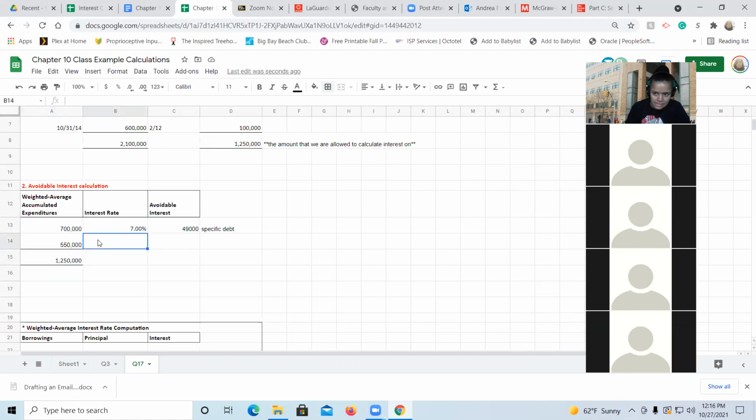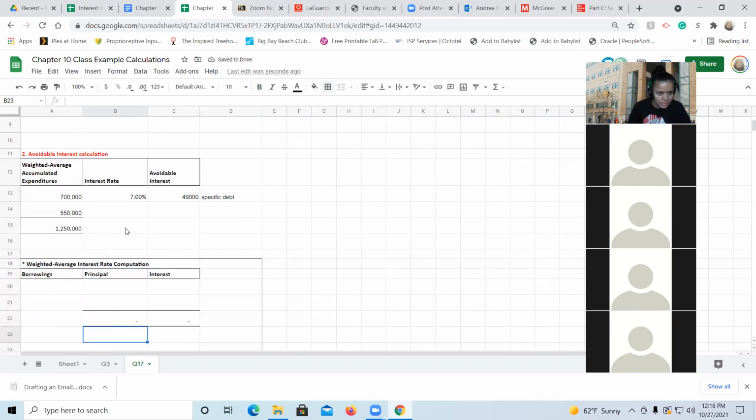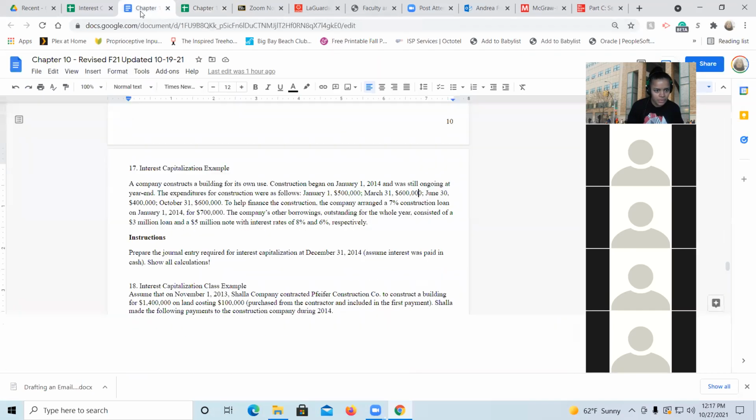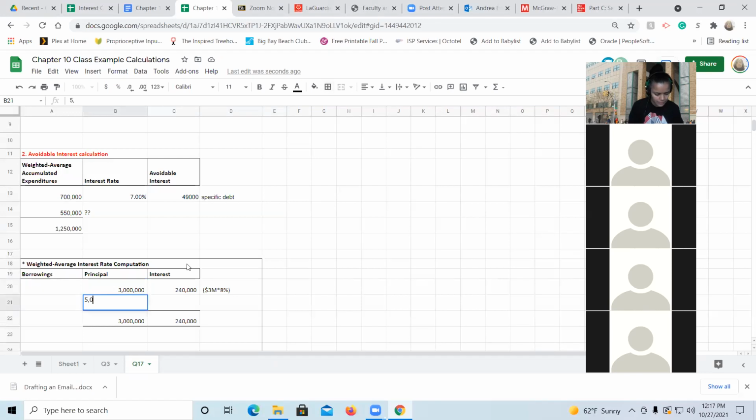Do we know what the interest rate is over here? It's 6.75. Okay, but you're going to walk me through how to do that. How do I do the 6.75? We have a 3 million loan for 8%. Right, if you go back to the question, you see there's a 3 million loan at 8%. So it's 3 million times 8%, 240,000. I'm just putting here 3 million times 8% so people know where that came from. It's just from the question. It said there was a 3 million loan at 8% and a 5 million loan at 6%. So 5 million times 6%, 300,000.